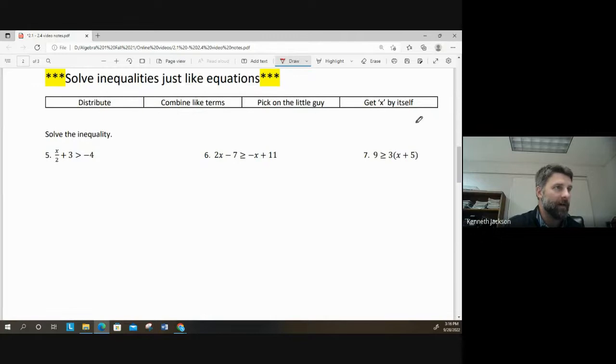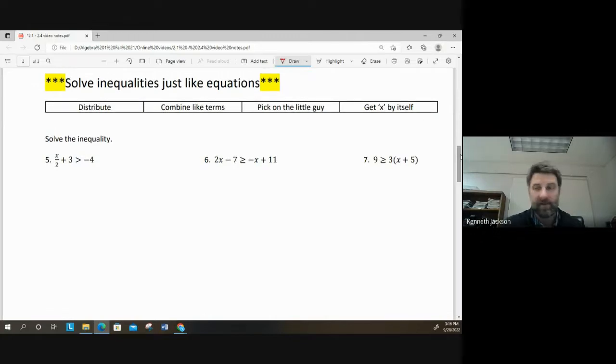And the nice thing about inequalities, which is why we spent 6 weeks in chapter 1, is they solve a lot like equations. Now you can see I have some yellow asterisks up here. There is one catch, which I'll go over here in just a minute. But as far as the general rule, distribute, combine like terms, pick on the little guy, get the variable by itself. All of the stuff we did in chapter 1 still carries over. So on number 5, if I were to get rid of a plus 3, I would subtract.